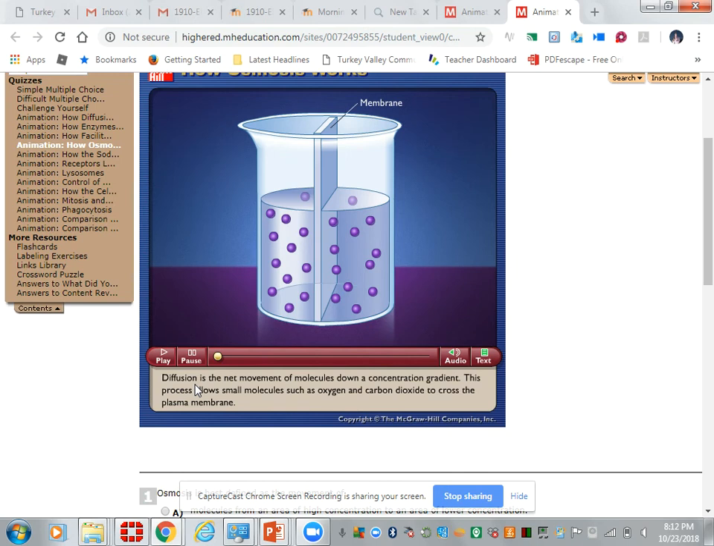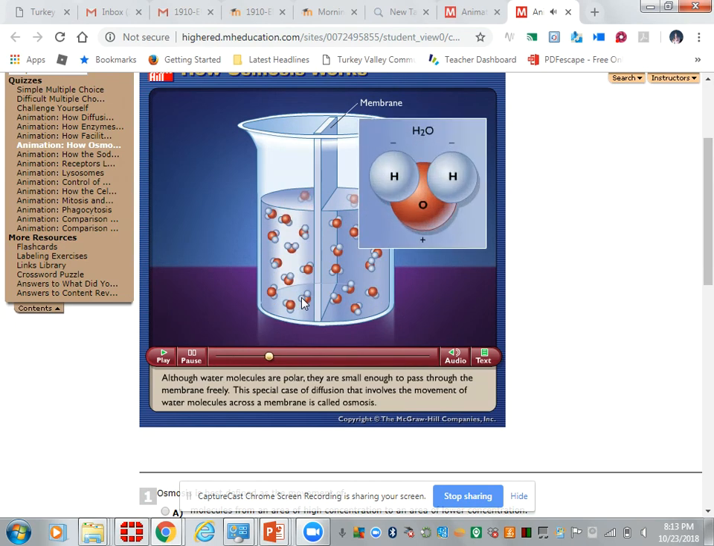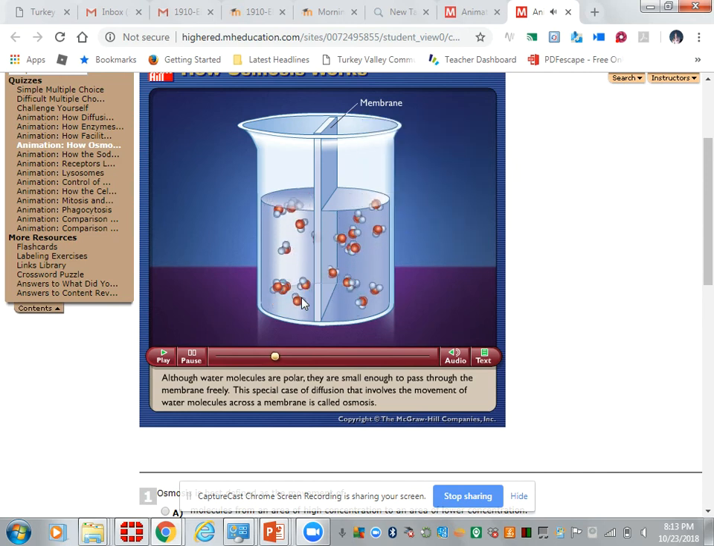It says diffusion is the net movement of molecules down a concentration gradient. This process allows small molecules such as oxygen and carbon dioxide to cross the plasma membrane. In diffusion, molecules are constantly in motion, they're moving around. Most polar molecules such as sugar and protein do not really cross this lipid membrane. Water molecules are small enough, so they can pass through the membrane freely. This special case of diffusion that involves the movement of water molecules across a membrane is called osmosis.